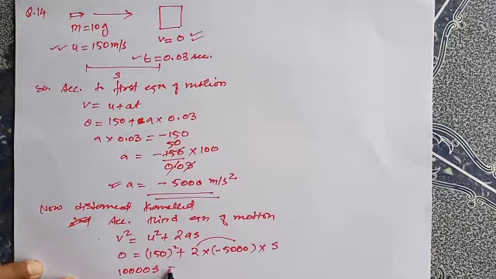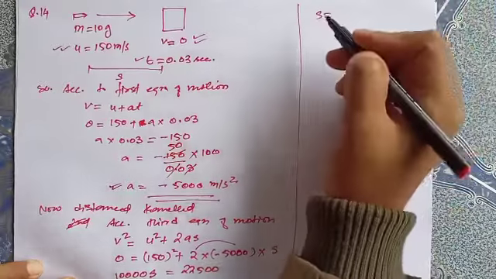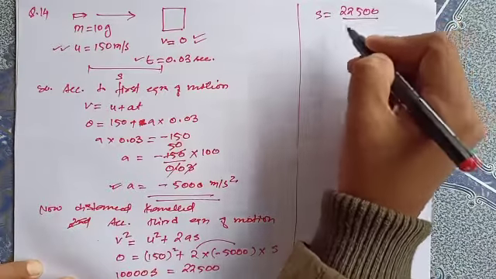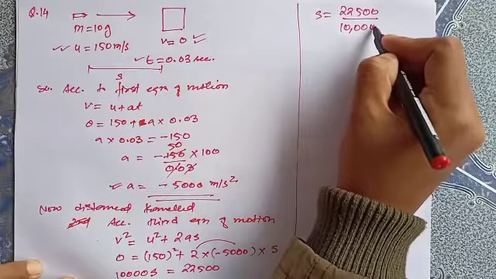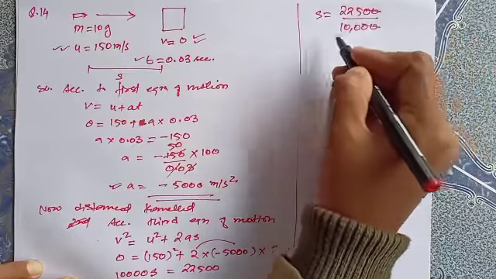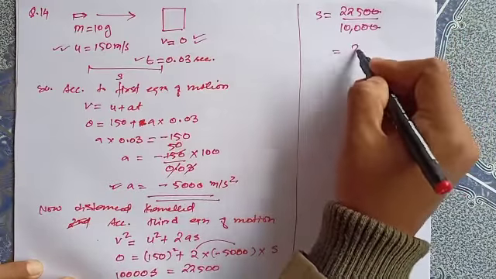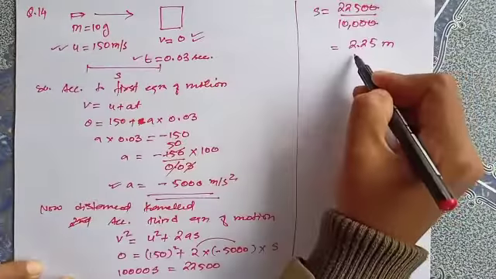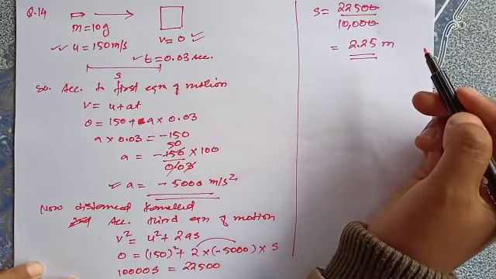S is equal to 150 square, which is 22500. In the next step, we get S equal to 22500 by 10,000. So you cancel two zeros and you will get 2.25 meters. So the distance covered by this bullet is 2.25 meter.